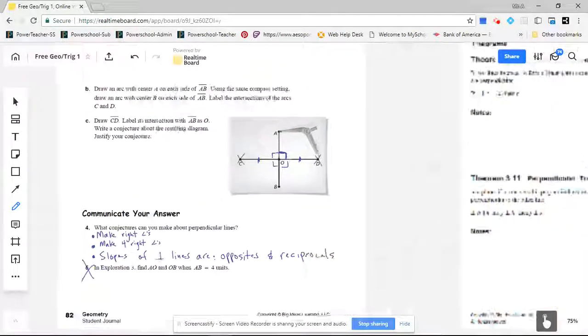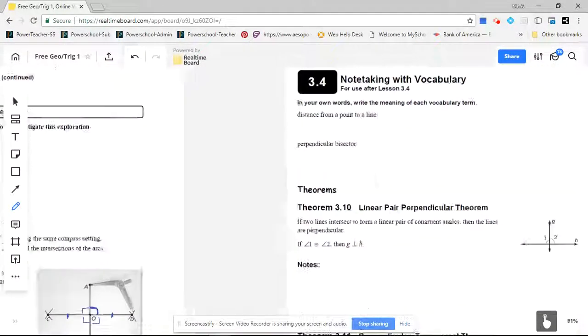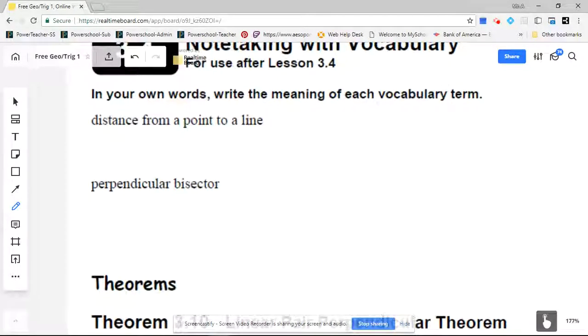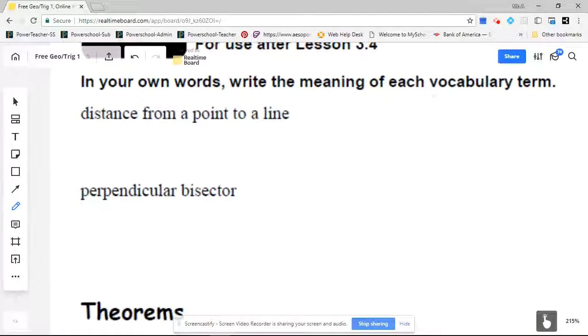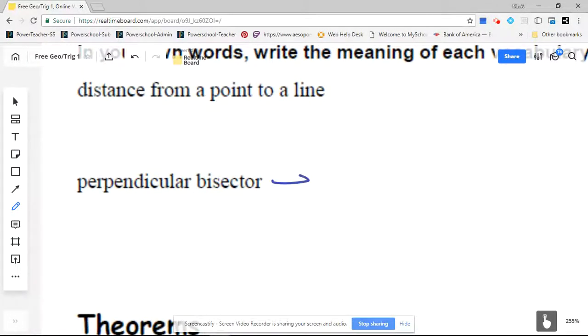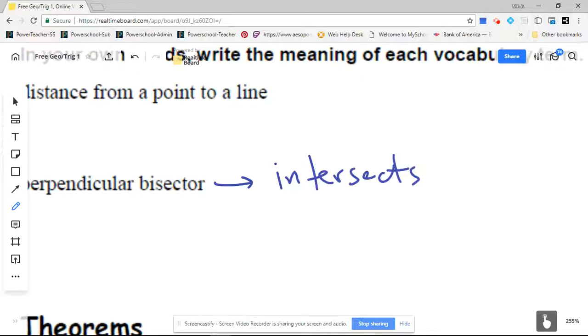All right, there's a couple of vocab, just two. Perpendicular bisector. Okay, it intersects. I'm going to save the top one because it's a very important one, and I want to go over that one. So the bottom one we've already seen before. The bottom one is what you do when you make a fish.